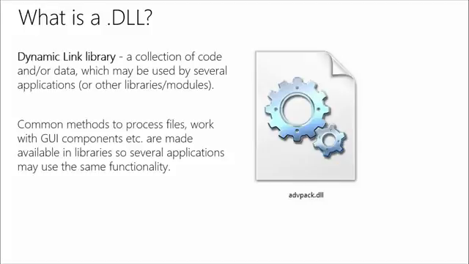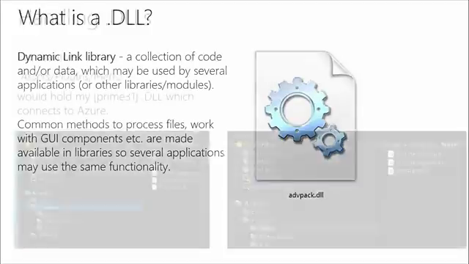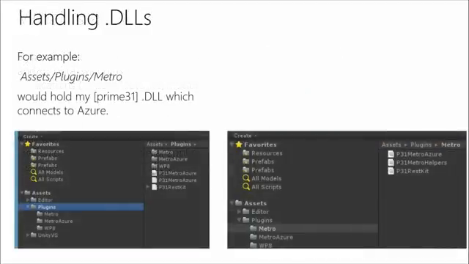So essentially, we write them once and try to make them available to as many platforms as possible because they're going to share a lot of the same functionality. So with Prime31 in this case, we have several DLLs that the developer wrote that are available to us in our project. The first thing we need to understand is how Unity handles these actual DLLs.